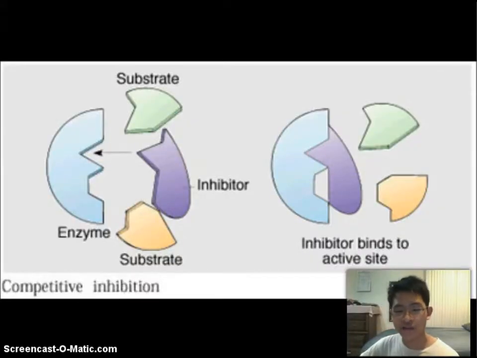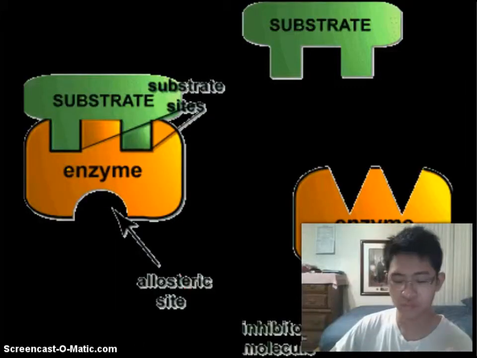So when it comes to enzymes, there's also a way to stop them, and that is inhibitors. Now this is a competitive inhibitor, and it binds to the active site of the enzyme so the substrate cannot connect there.